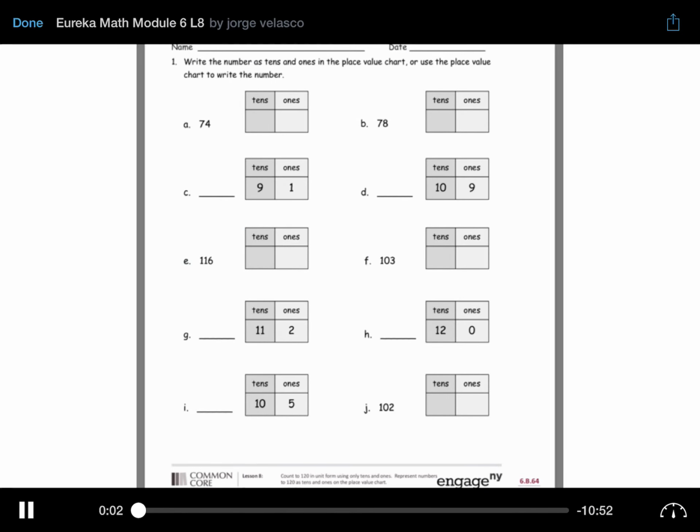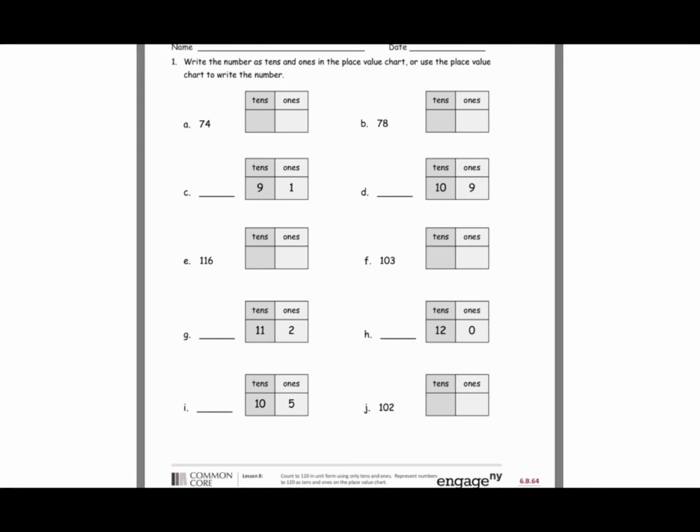Hello boys and girls, today we're going to continue working with our Eureka Math Book A, Lesson 8. We're going to work on page 43. I'll write it down right here for you, 43. The directions on page 43 read, write the number as tens and ones in the place value chart, or use the place value chart to write the number.